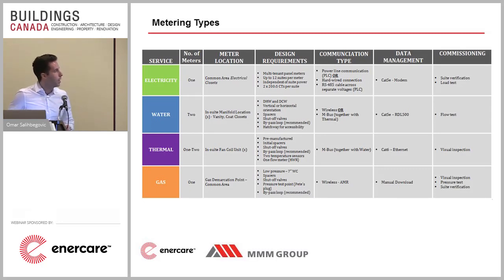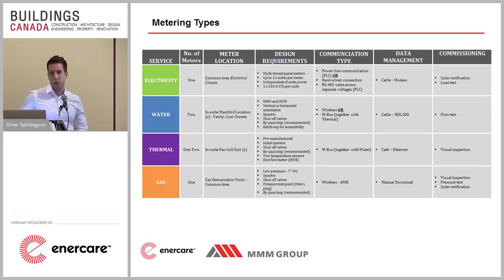But just going through quickly here, at the top you'll see electricity. That's typically 1 meter per suite per tenant. Electricity meters are typically installed in common area spaces just because that's where the demarcation point is electrically, so that'll be an electrical closet within your building.